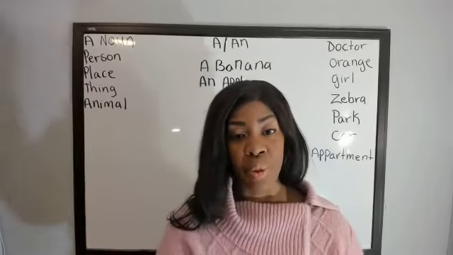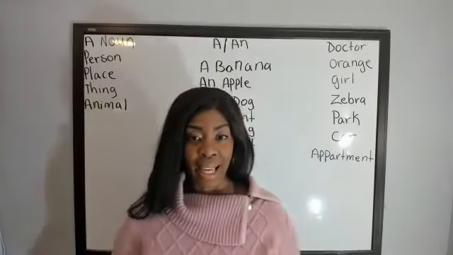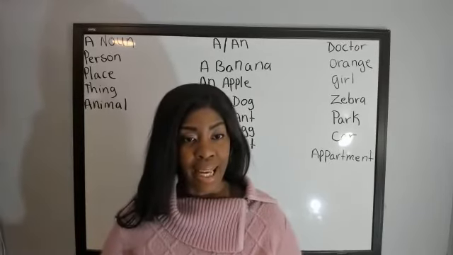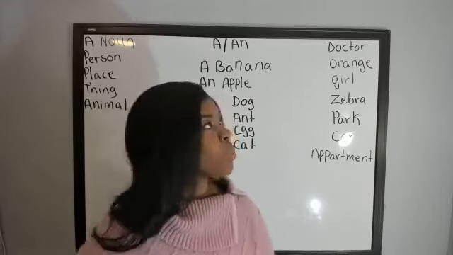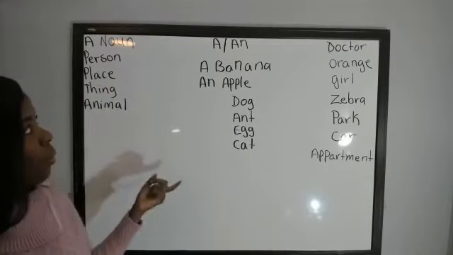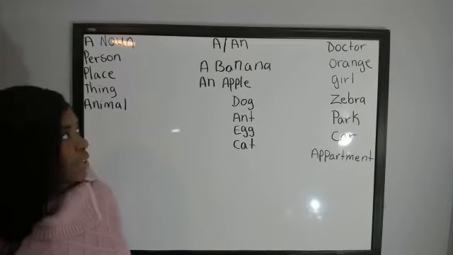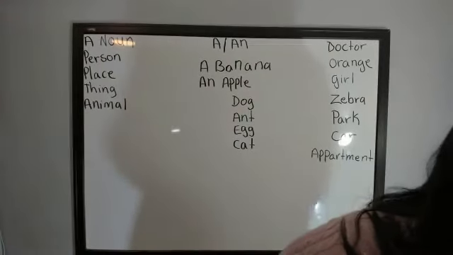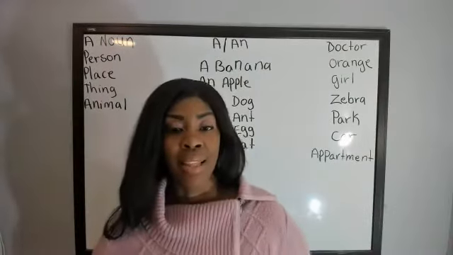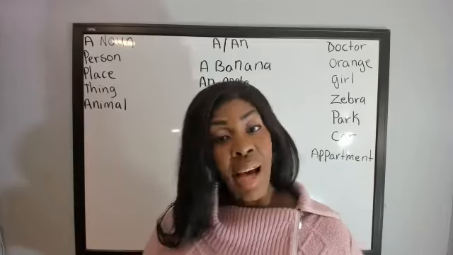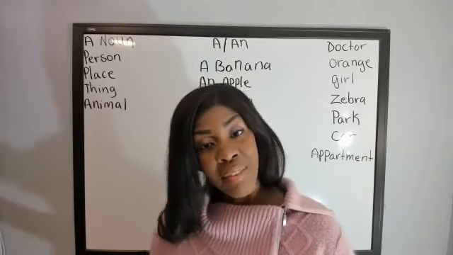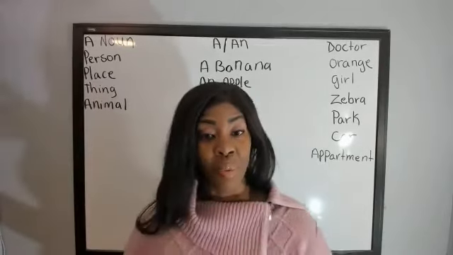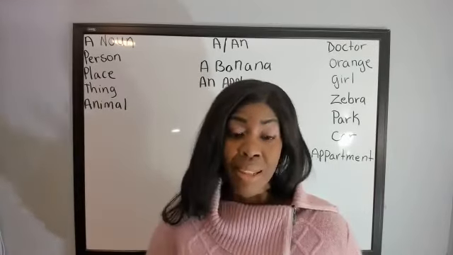So tonight we're doing a versus an. When do you use a or an? The last time we did the alphabet, there are 26 letters in the alphabet, six of them being a vowel. Sometimes we have the letter Y, which is sometimes a vowel and sometimes a consonant.